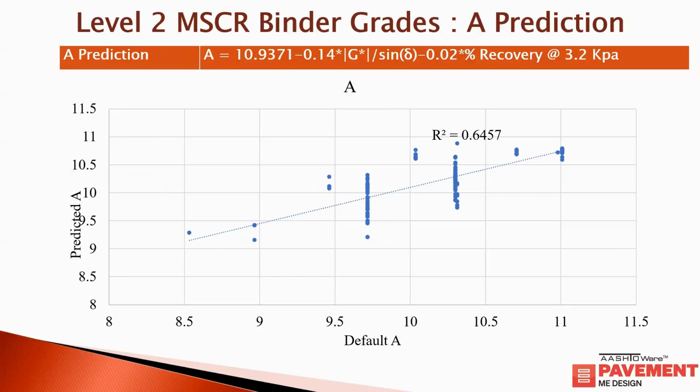And same as for the VTS, for the A prediction, we have come up with this model equation. You can see it's based on G-star over sine delta, the rutting parameter, and percent recovery at 3.2 kilopascal. We have also plotted predicted A versus default A. You can see the R-square is similar to the VTS prediction. Next slide, please.